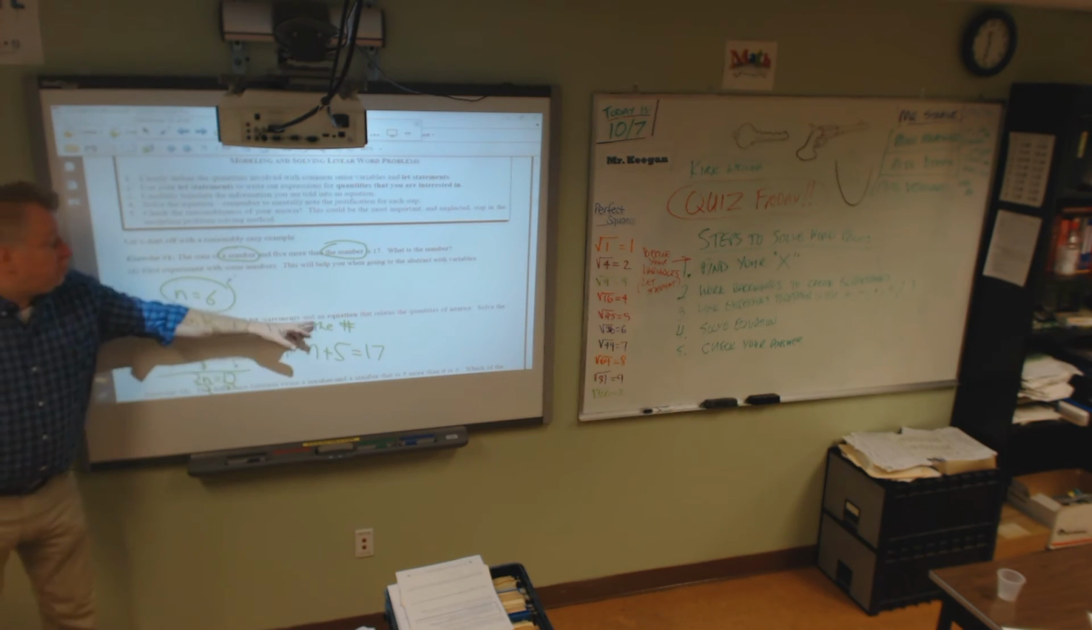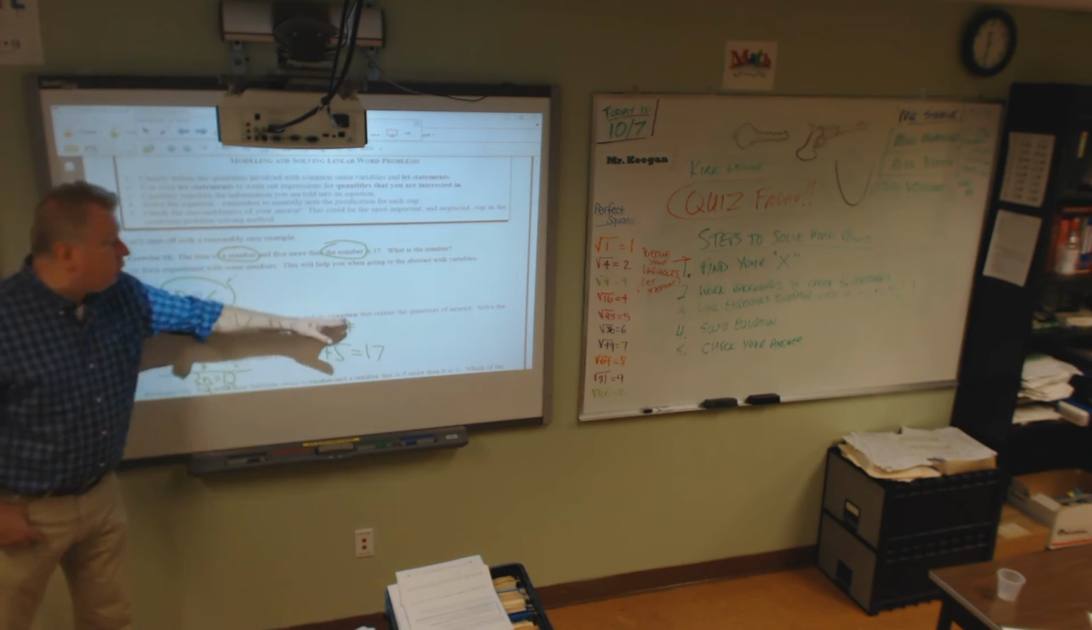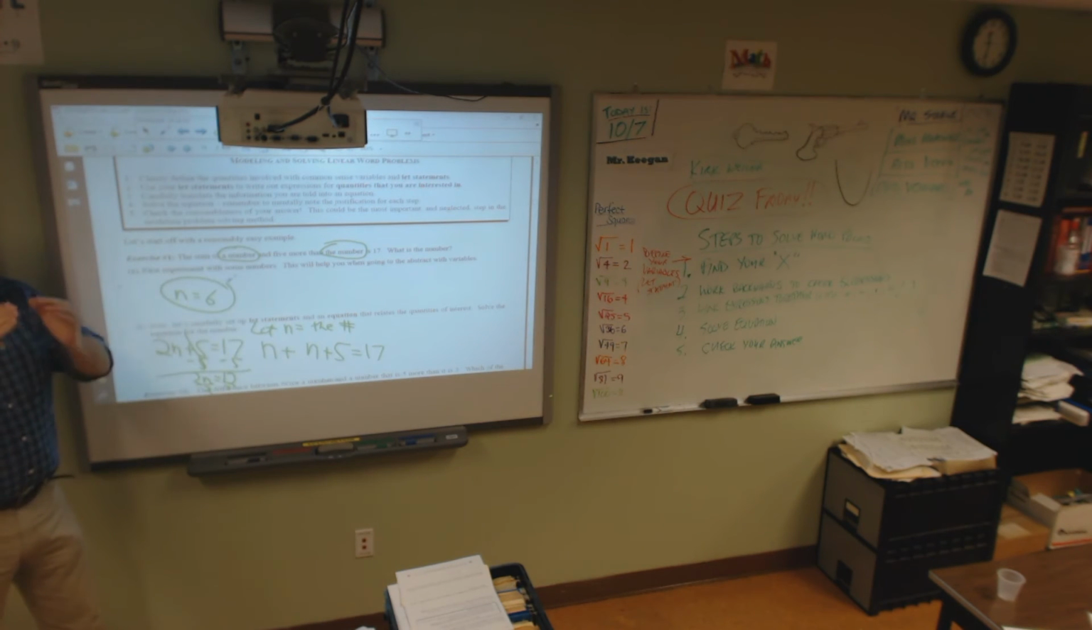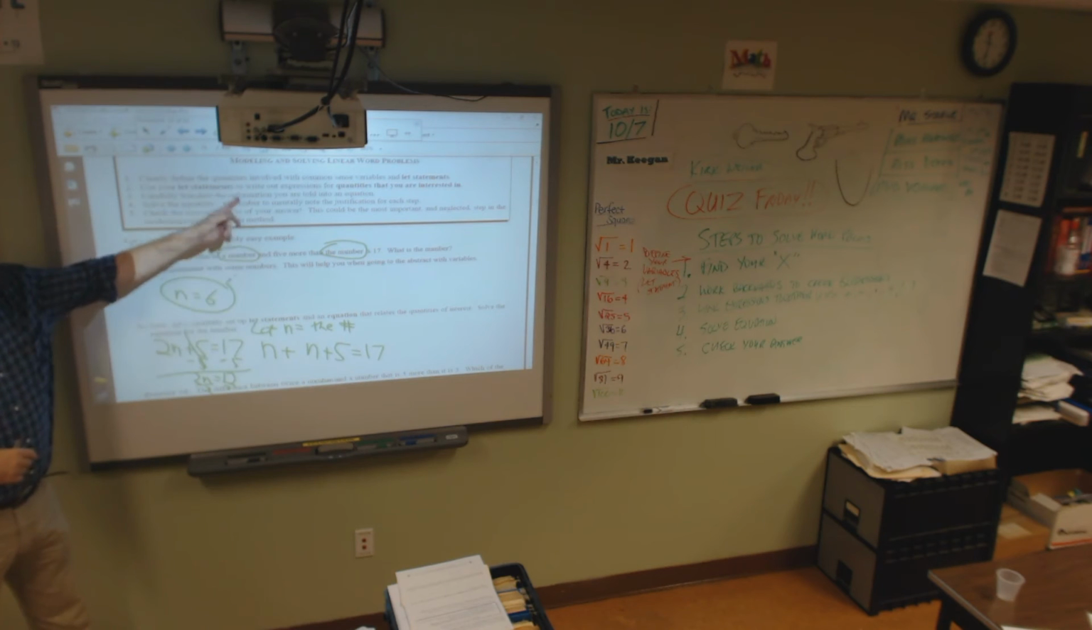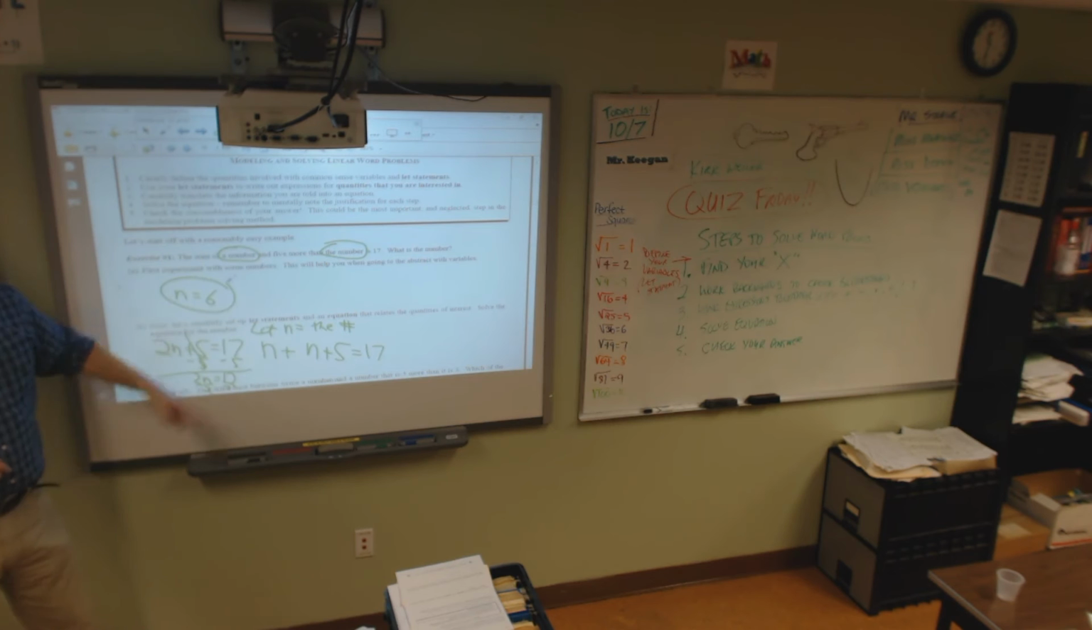So the first thing, get in the habit of always writing a let statement, even if it's a simple problem like this. Okay? Just say let n equal the number. Because the key to these problems is going to be organizing things. Like the problem that we did with the different ages, if you have separate let statements, it's going to make it easier.